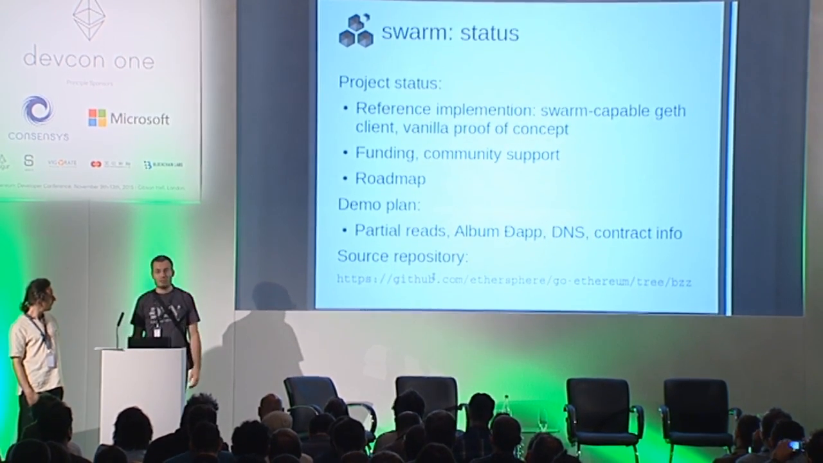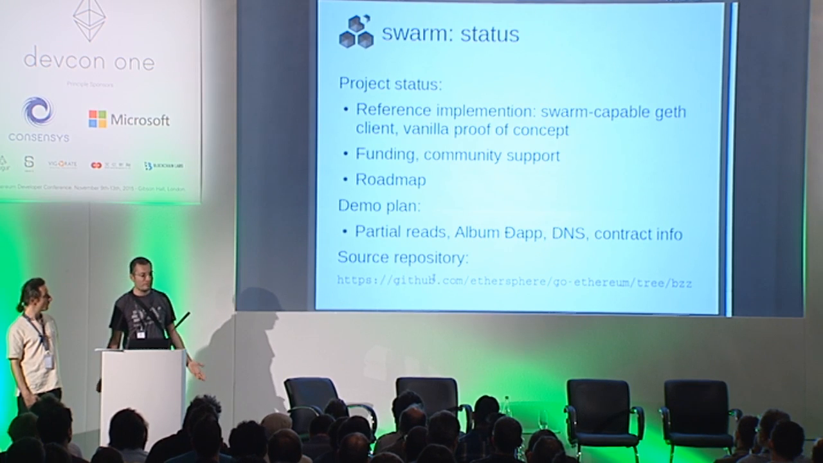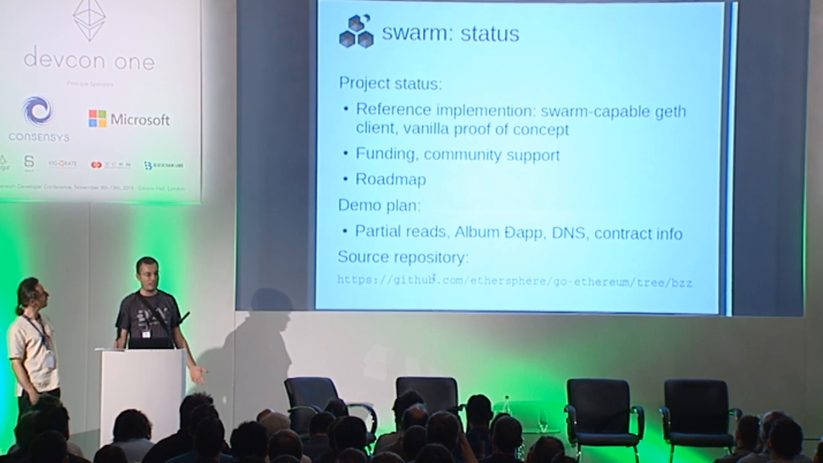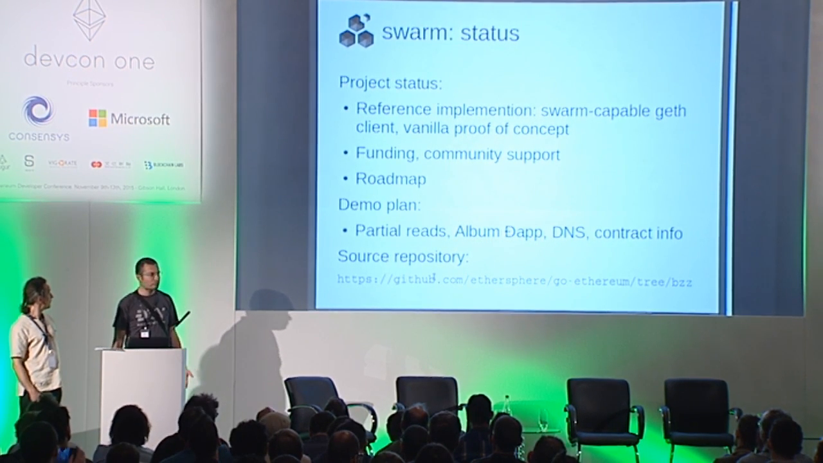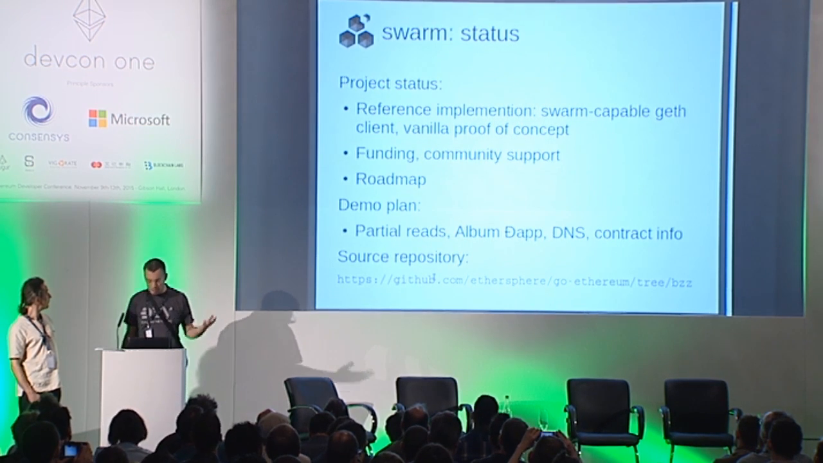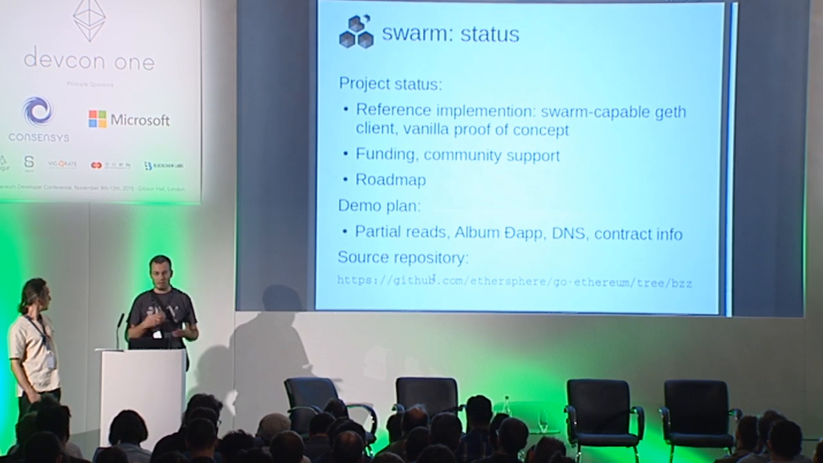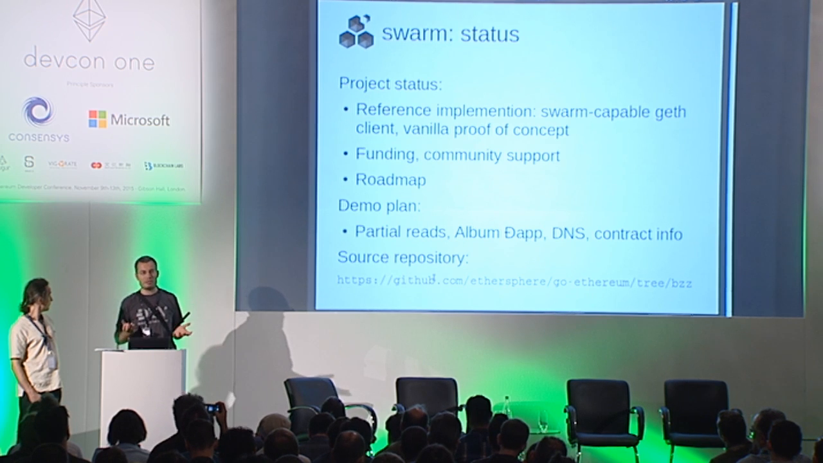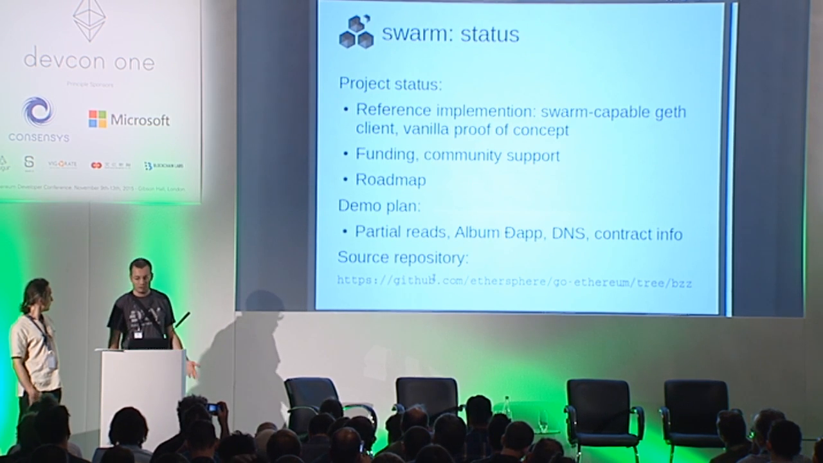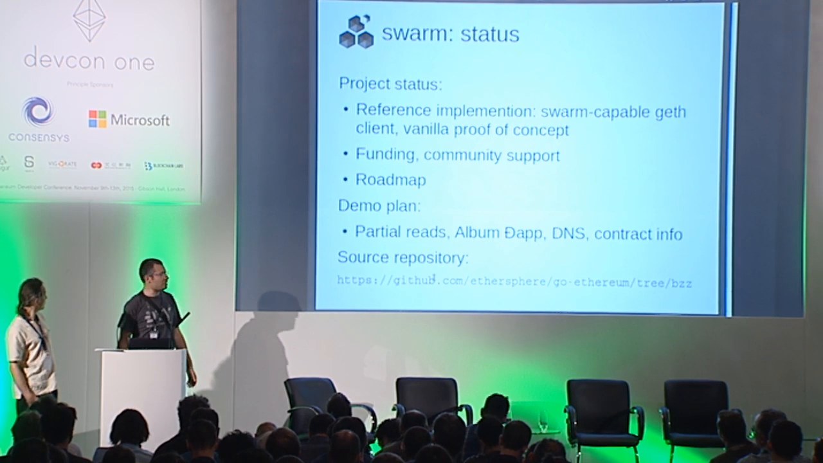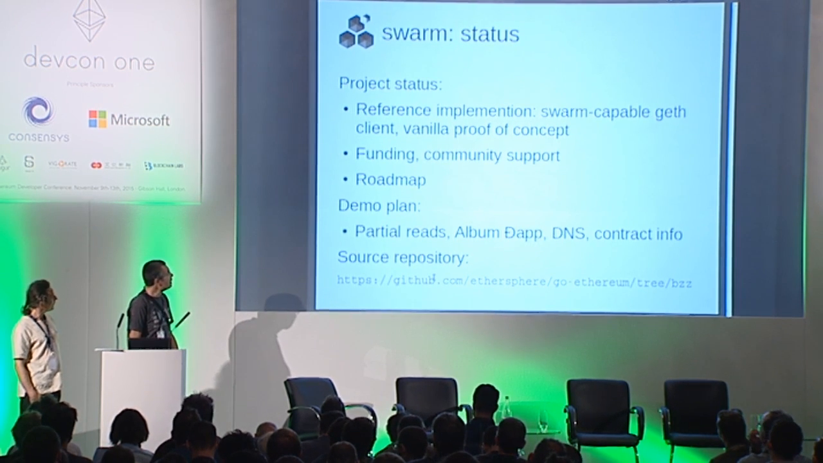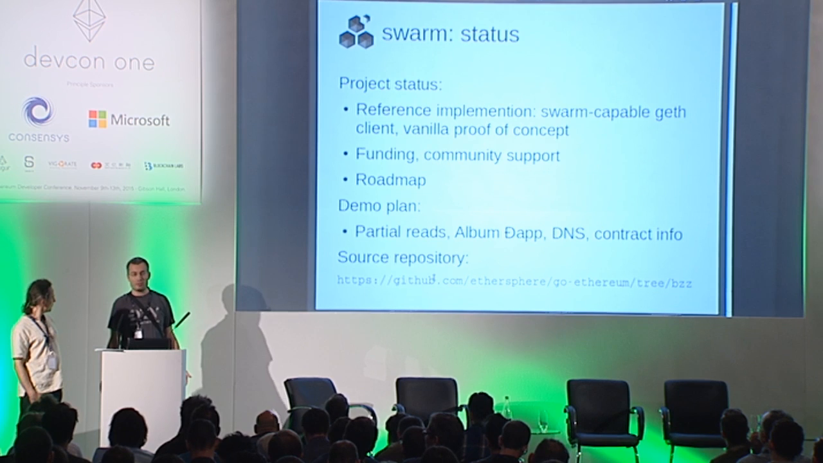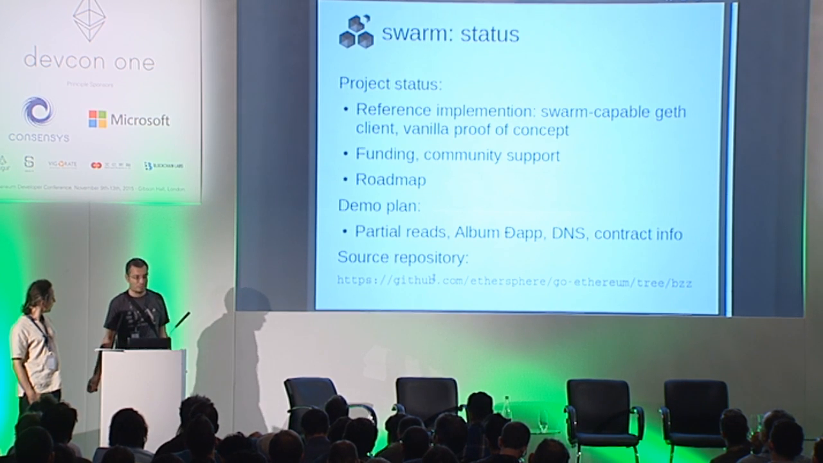So finally, I would like to tell you what of this exists and what's the status of this project. We have a reference implementation, an extension of the Go client, Geth, which has the HTTP API. It has the pairwise accounting. All of it works on small scale. We simply haven't been able to test it on a larger scale, and I'm sure that it would have some problems that need to be ironed out. So far, it has been funded by the Ethereum Foundation, and we have had a lot of community support as well.